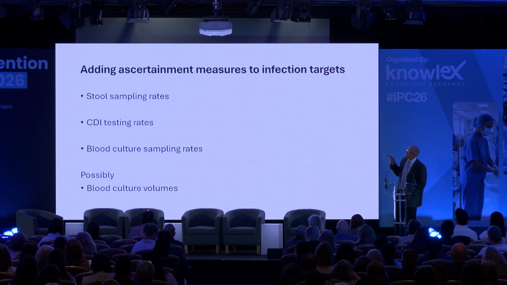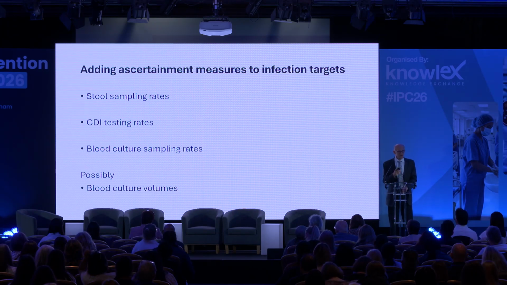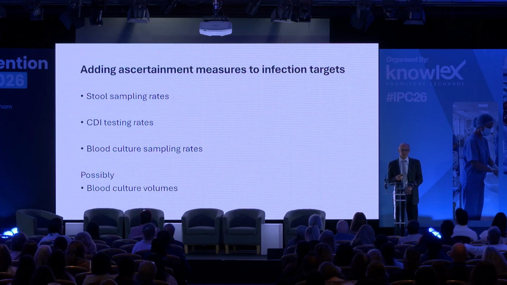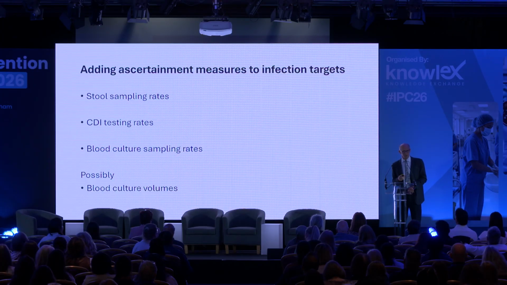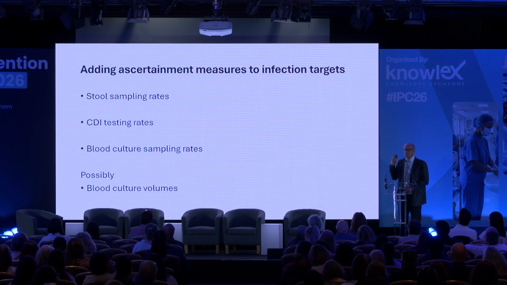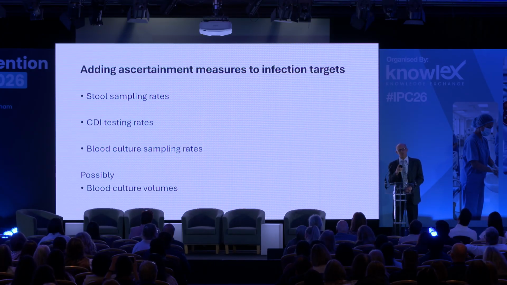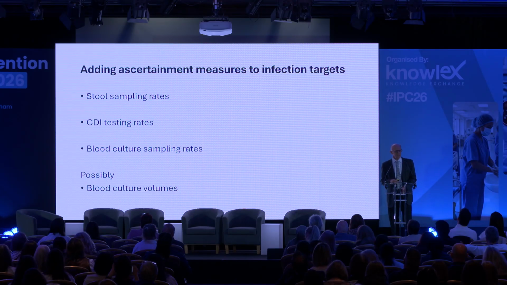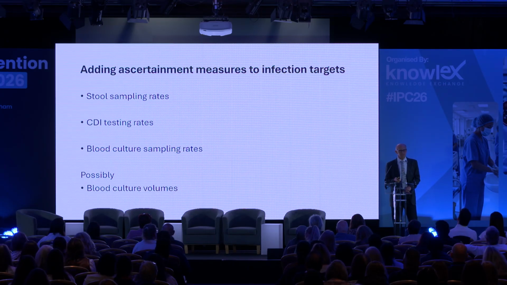And what does ascertainment mean? Well, in the context of C. diff targets, how frequently is your trust collecting stool samples? Or the reverse of that is how frequently are they warning staff not to take a stool sample unless they get permission beforehand, which is ludicrous, but not that uncommon. So we're going to start to be able to categorise trusts not just according to their C. diff rate, but how hard have they tried in terms of stool sampling rates, and of those stool samples that have been collected, what's the rate of C. diff testing?